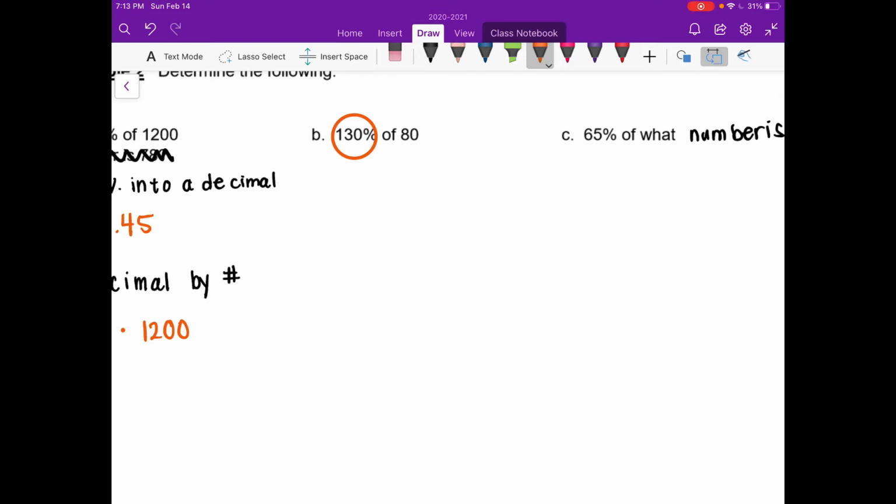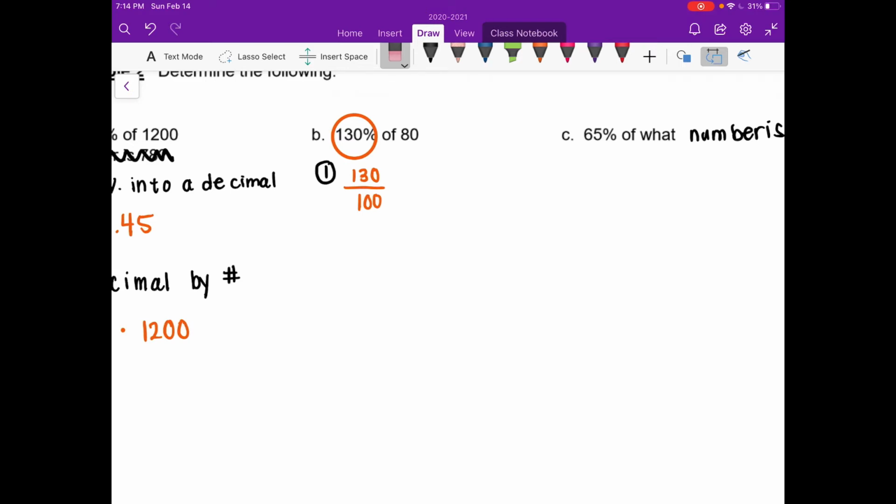All right, so welcome back. We're just going to quickly take this up together. So you can do this as step 1, convert to a decimal. So we're going to do 130 over 100 equals 1.3. So for the purposes of this one, I'll just leave it as a decimal.